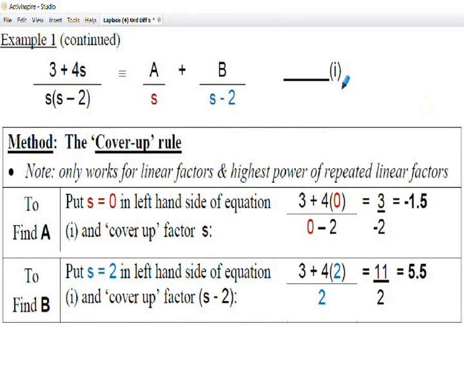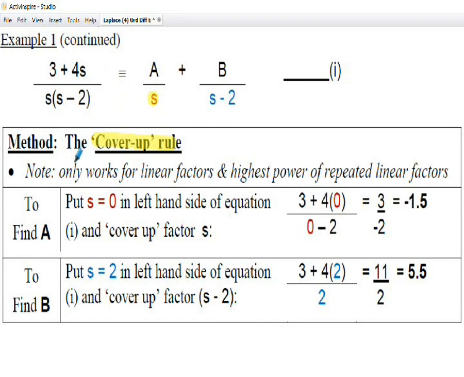Okay, I just repeated the top line here for convenience from the previous slide. What we have to do now is solve for the constants a and b in our linear partial fractions here, and to do that I'm going to use the cover-up rule. The way the cover-up rule works is we have to consider what value of s we need to make that denominator go to 0 in the first term.